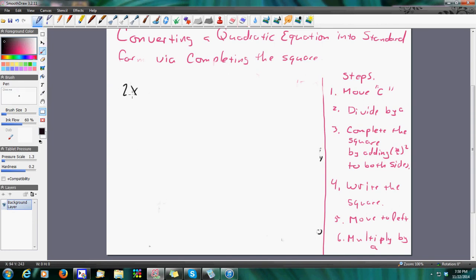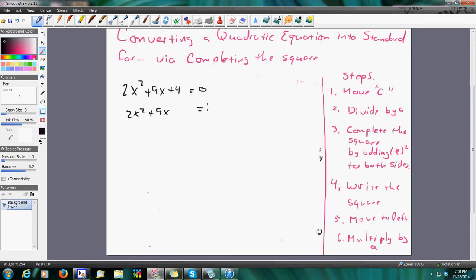I have 2x squared, let's say 2x plus 1, and x plus 3. 2x squared plus 6x plus 7, no, let's say x plus 4. 2x squared plus 4x. Oh, I see what my problem is. Oh, well, we'll do that. 2x squared plus 9x plus 4. This might work, this might not. Who knows? We'll see. Equals 0.